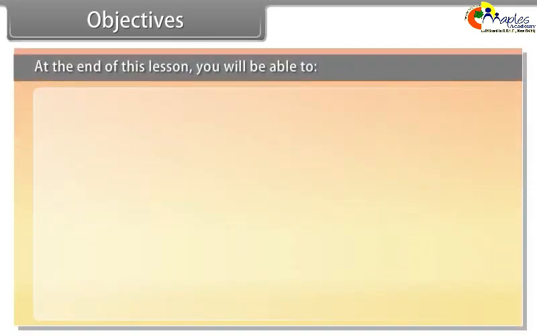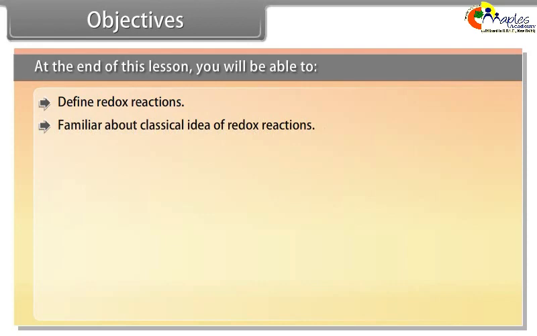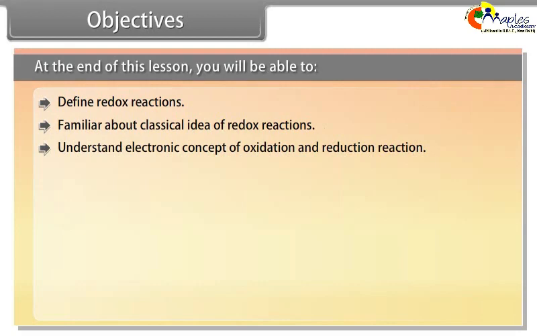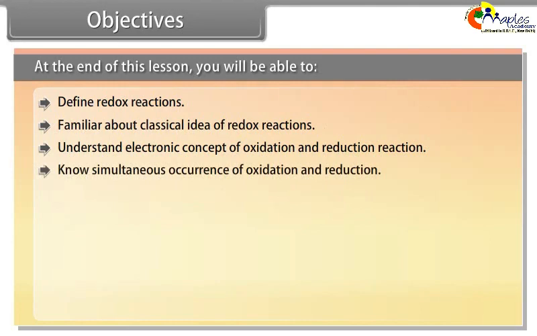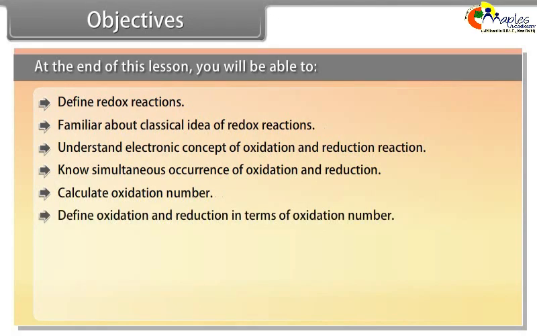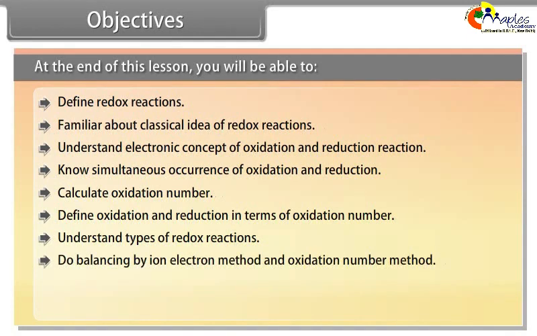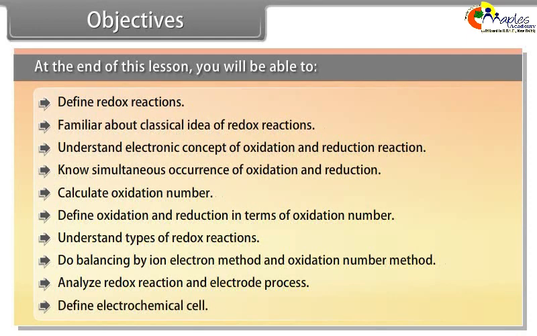Objectives. At the end of this lesson, you will be able to define redox reactions, become familiar with the classical idea of redox reactions, understand the electronic concept of oxidation and reduction reaction, know simultaneous occurrence of oxidation and reduction, calculate oxidation number, define oxidation and reduction in terms of oxidation number, understand types of redox reactions, do balancing by ion electron method and oxidation number method, analyze redox reaction and electrode process, and define electrochemical cell.